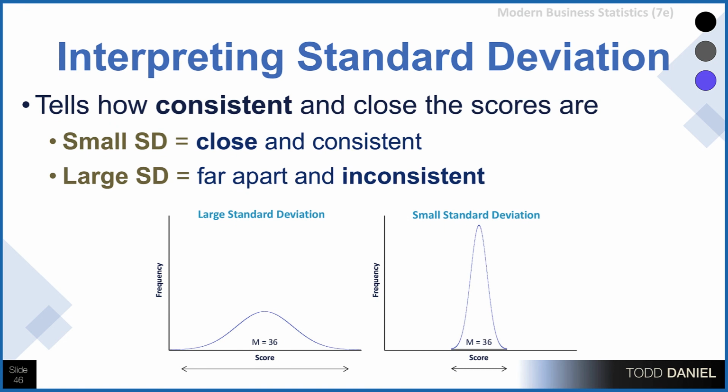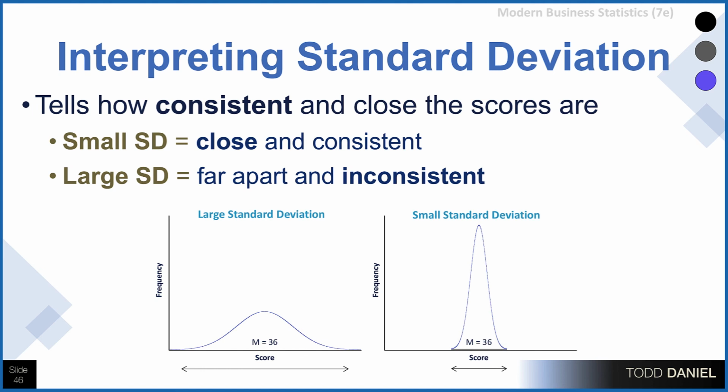How then can we interpret the standard deviation? Remember, standard deviation is a measure of variability, so it's going to show us how consistently the scores stack up around the mean. If you have a small standard deviation, the scores will be close and consistent, low variability. A large standard deviation is high variability. The scores are far apart and inconsistent. When variability is high, then predictability is low.